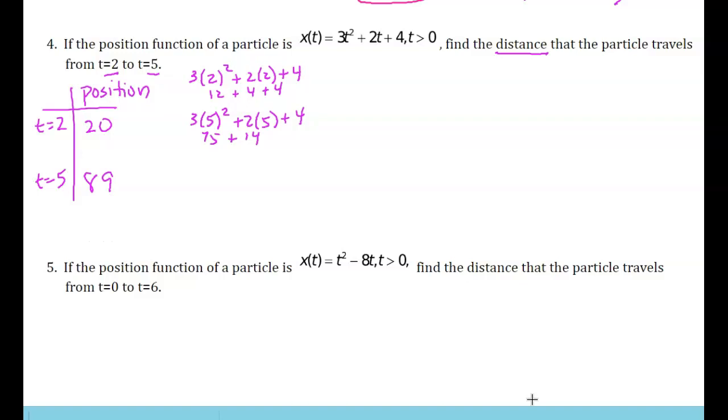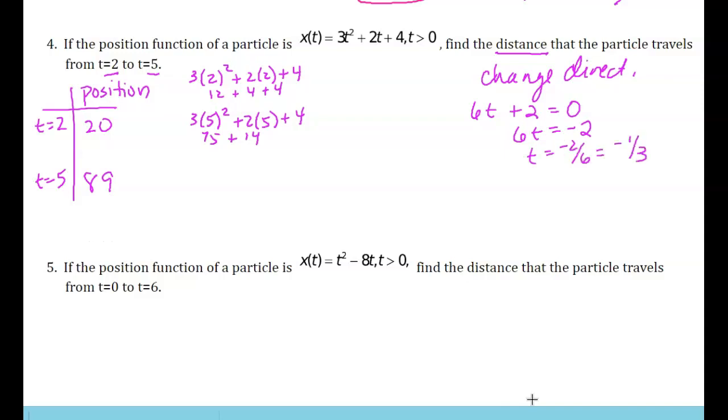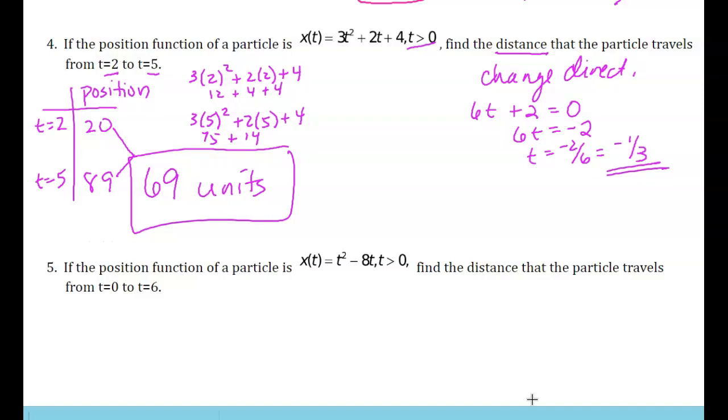But we want to make sure that we never change directions. So for change directions, we're going to take our derivative and set it equal to 0. So our derivative is 6t plus 2, set equal to 0. Well, subtract 2, divide by 6. So at negative 1/3, it would change directions, but we don't have that because we're only going from 2 to 5. So now I do know that we actually moved 69 units. Okay? It's always good to check because you just never know.